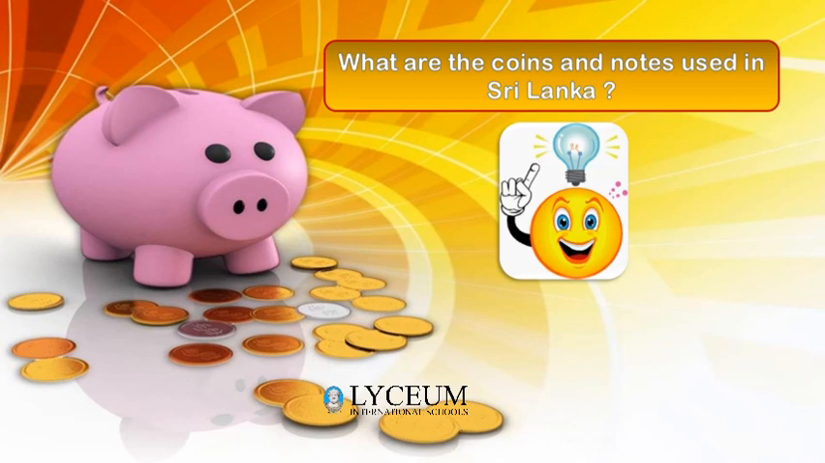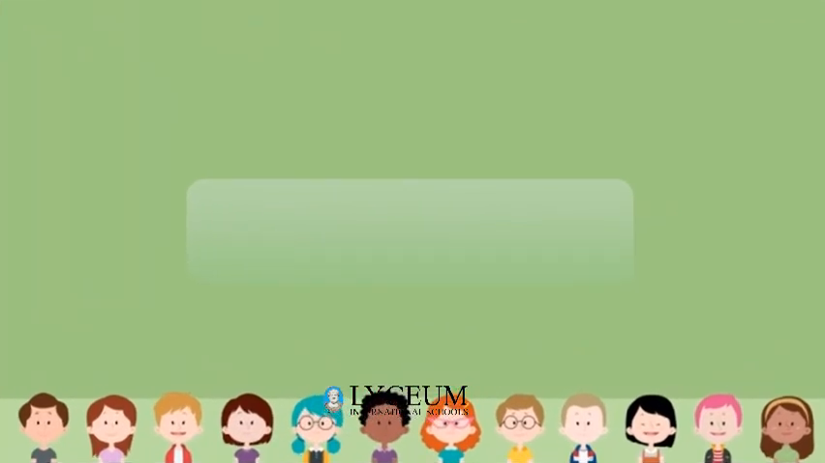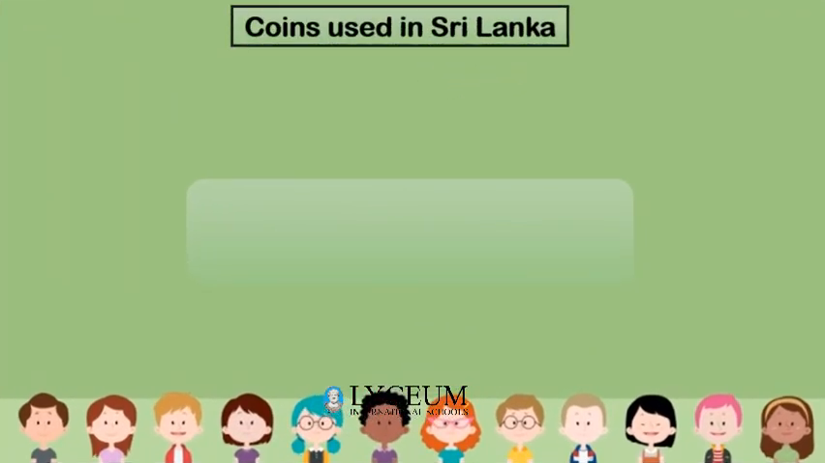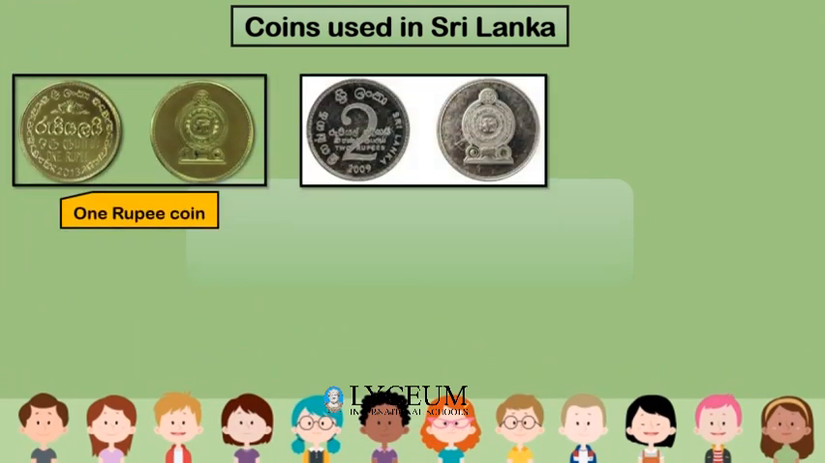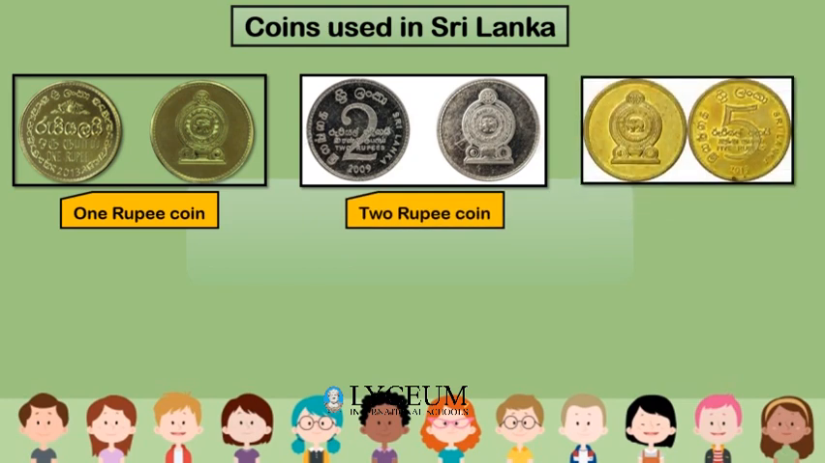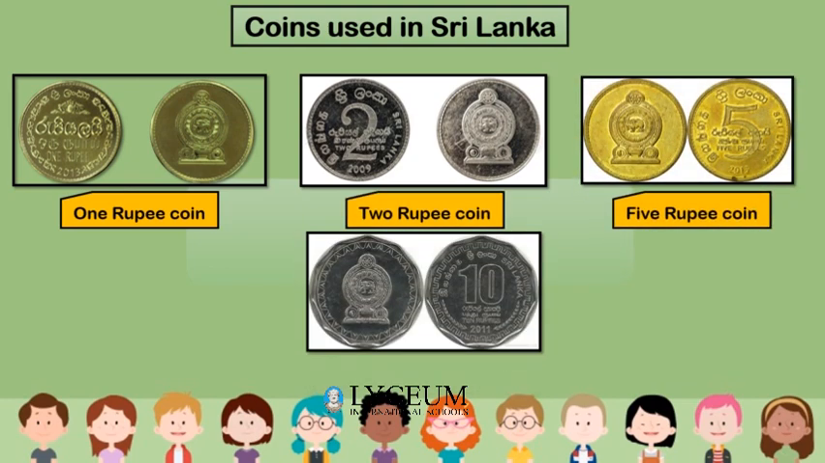Children, now we learnt about coins and notes used in Sri Lanka in your previous lesson. Can you remember? Good. If you can, tell me what are the coins and notes used in Sri Lanka? Let's refresh our memory. Coins used in Sri Lanka are 1 rupee coin, 2 rupee coin, 5 rupee coin, and the 10 rupee coin.